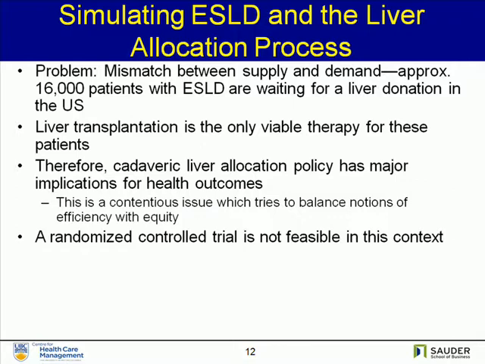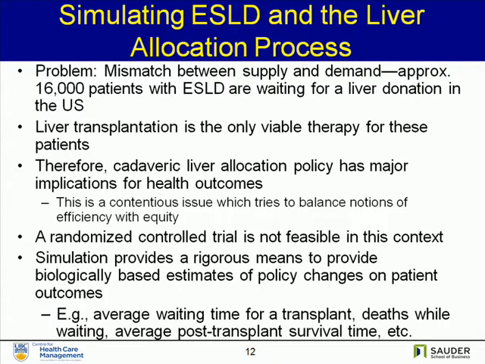A randomized controlled trial is just not feasible in this type of context. It's not even clear how you would conceive of one. So this is where simulation provides a rigorous means to look at biologically based estimates of how different allocation policy changes would affect patient outcomes. And we could look at a variety of patient outcomes of interest. What's the average waiting time for a transplant? How many people die while waiting? What's the average post-transplant survival time? And so forth.